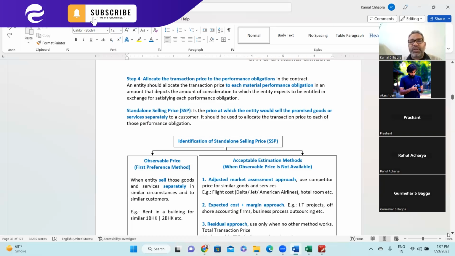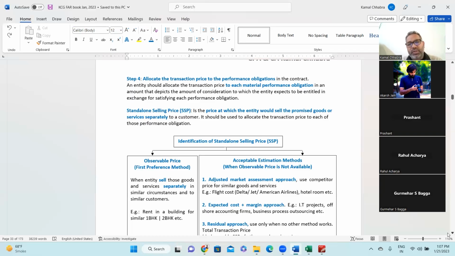What are the 3 performance obligations? Sale of car, warranty, and insurance. In an amount that depicts the consideration to which the entity expects to be entitled in exchange for satisfying each performance obligation. That means the total amount which you are receiving, against which performance obligations you have, and to those respective performance obligations what amount should be allocated, to be recognized upon satisfaction of those performance obligations.